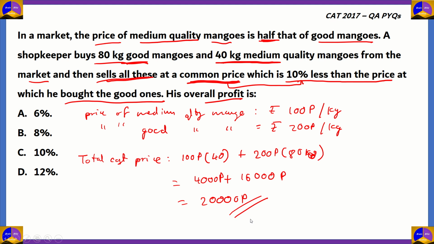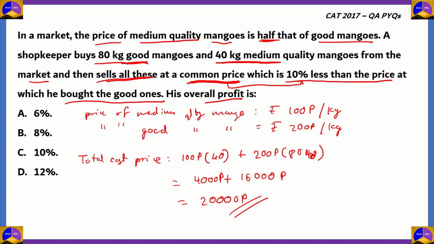So 20,000p is the total cost price. We need to find out the total selling price. Okay, so the total selling price. Now, how exactly do we know the total selling price?